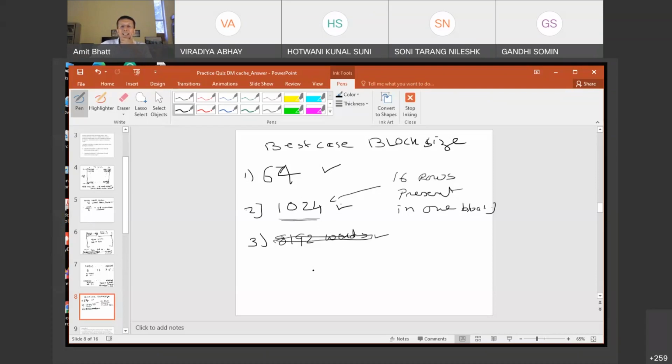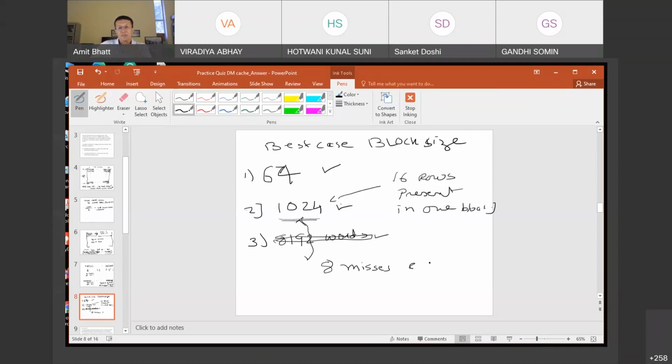block size or cache line size, how many misses would I have and how many hits would I have? Just tell me the misses. 8 misses. Right? So I think all of you should figure out that if I have this block size, I would have only 8 misses.